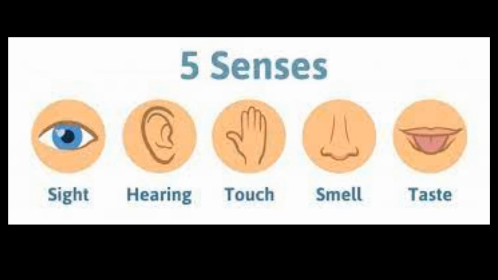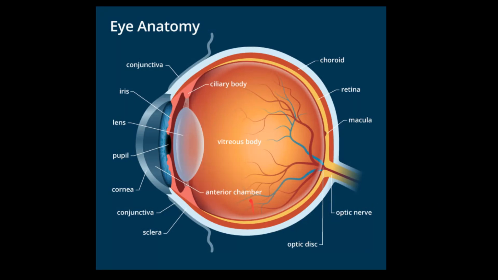Let's take a look at some of these in a little bit more detail. This is a picture of the eye, which represents sight. This is the outside of the eye, called the cornea. Light from the outside enters the cornea, which is clear, and goes through a hole called the pupil. Sometimes you'll notice the pupil getting bigger or smaller, and then the light goes through the lens.